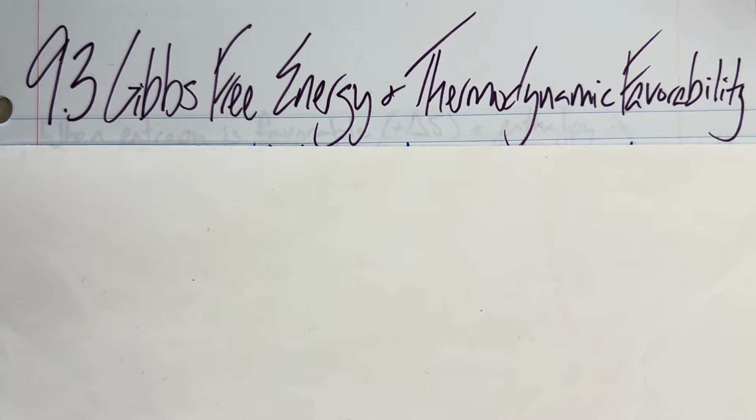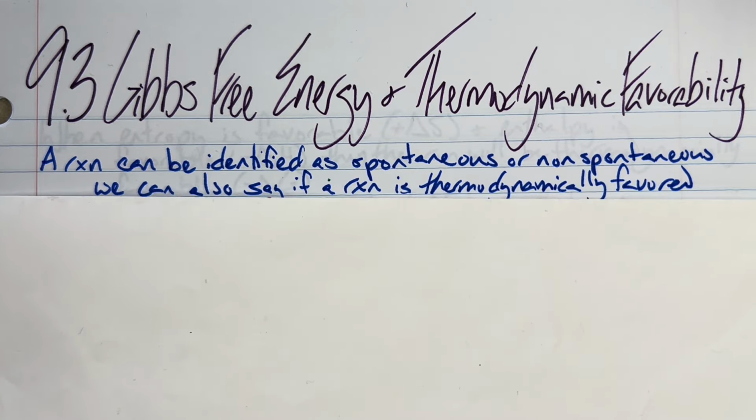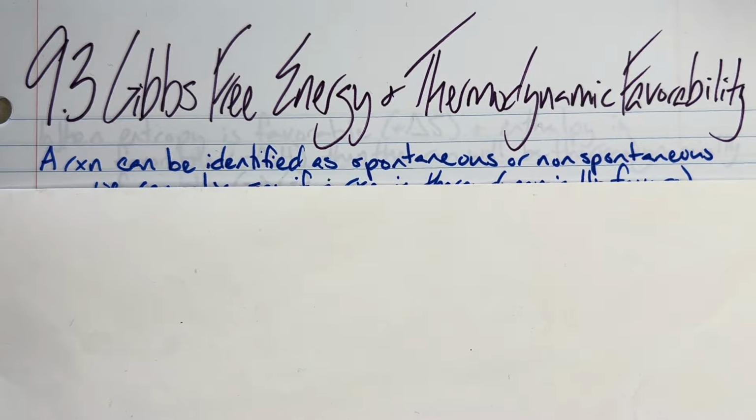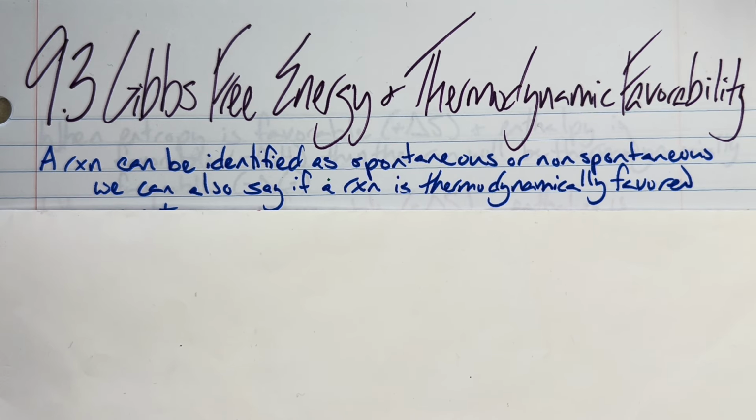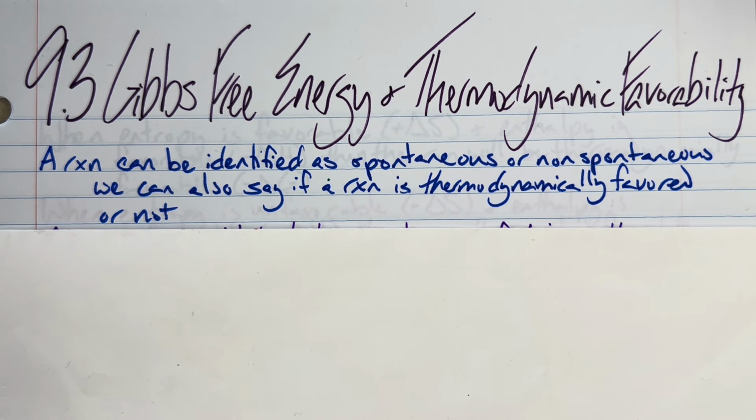AP Chemistry, Unit 9.3, Gibbs free energy and thermodynamic favorability. A reaction can be identified as spontaneous or non-spontaneous. We could also say that a reaction is thermodynamically favored or not thermodynamically favored. These serve the same function.